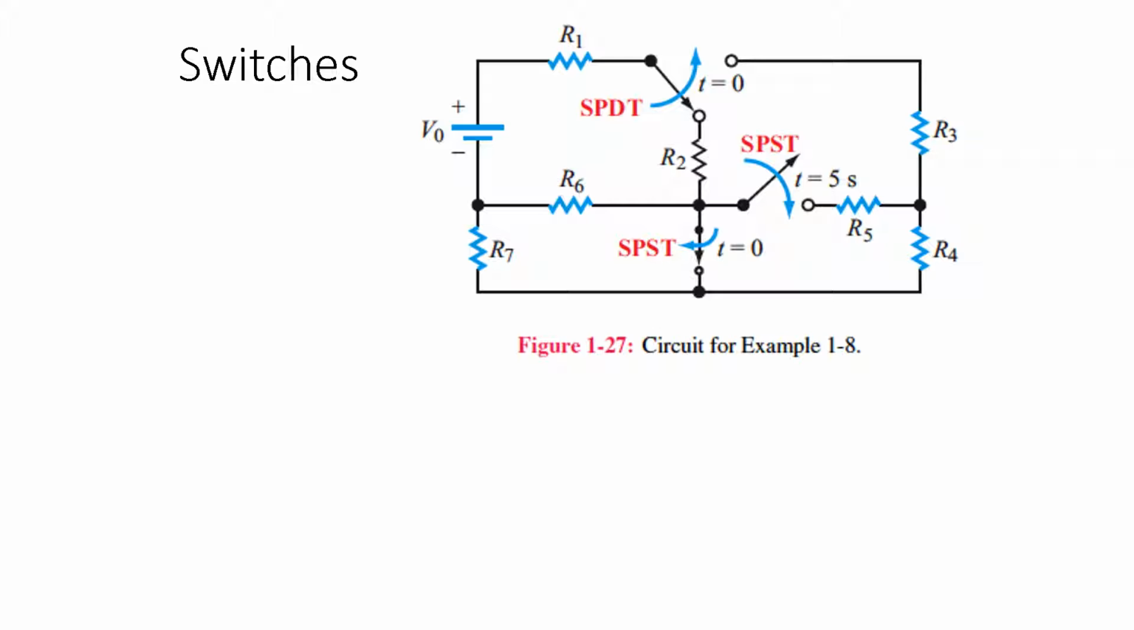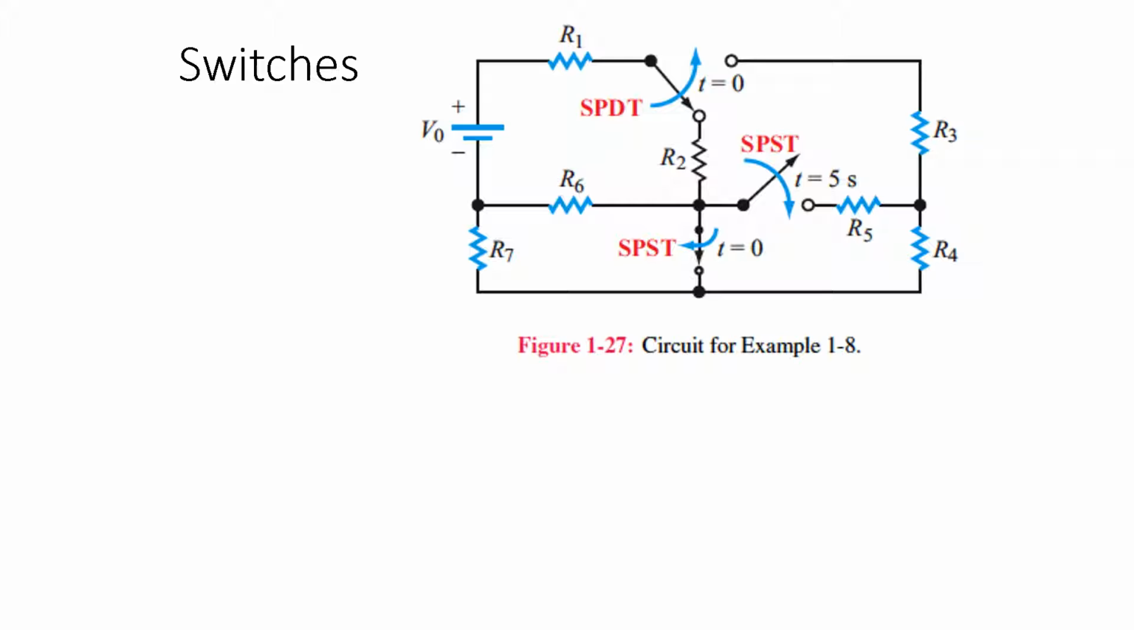SPDT, which is the first one on the top, is single pole double throw, and the two other ones are single pole single throw. And so what does that mean? The number of poles on a switch defines how many separate circuits the switch can control. A switch with one pole can influence one circuit. A four-pole switch can separately control four different circuits.